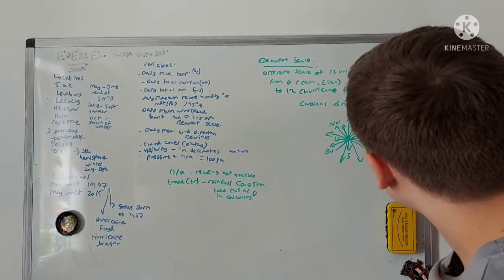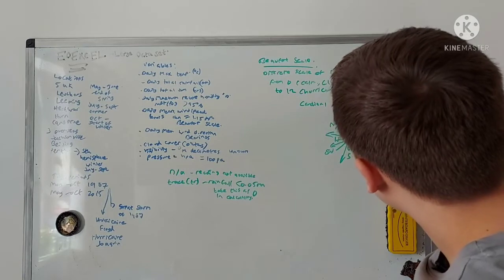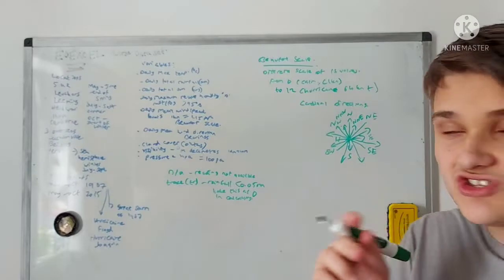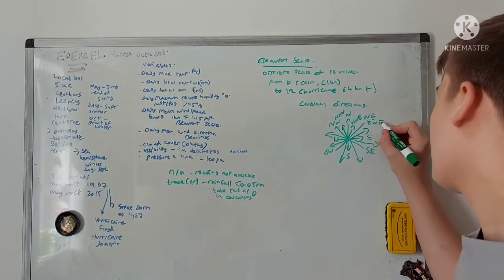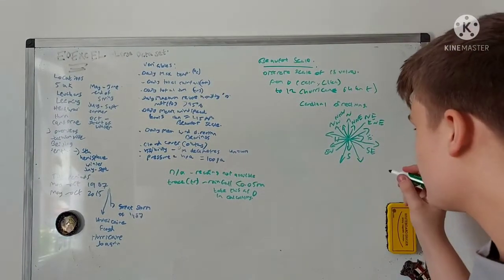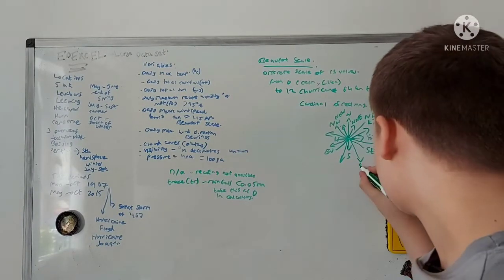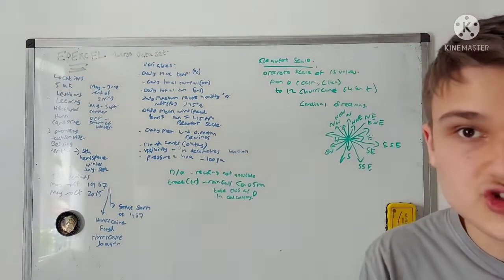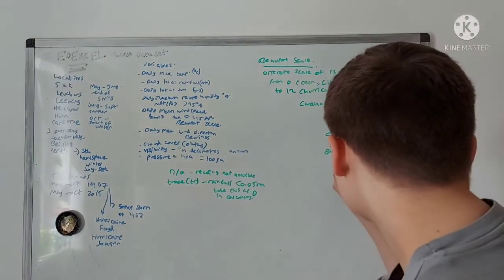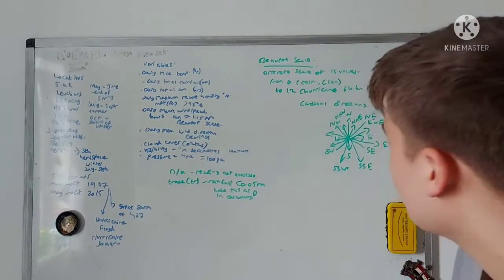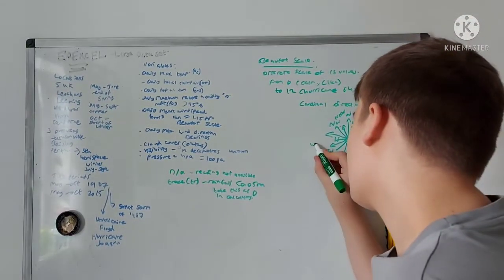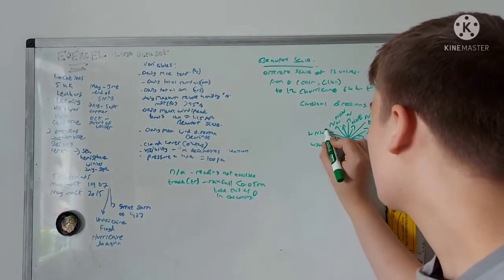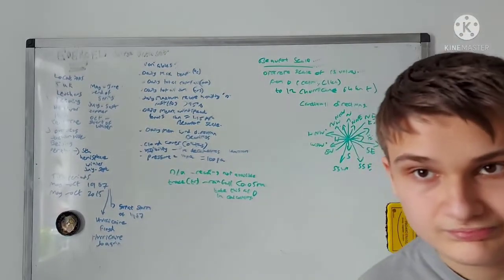For example, north-northeast, north-northwest. That one is going to be east-northeast, not northeast-east. We've got south-southeast, east-southeast. We've got those two. Then we've got south-southwest, and then we've got west-southwest. Then we've got west-northwest, then north-northwest. All right.